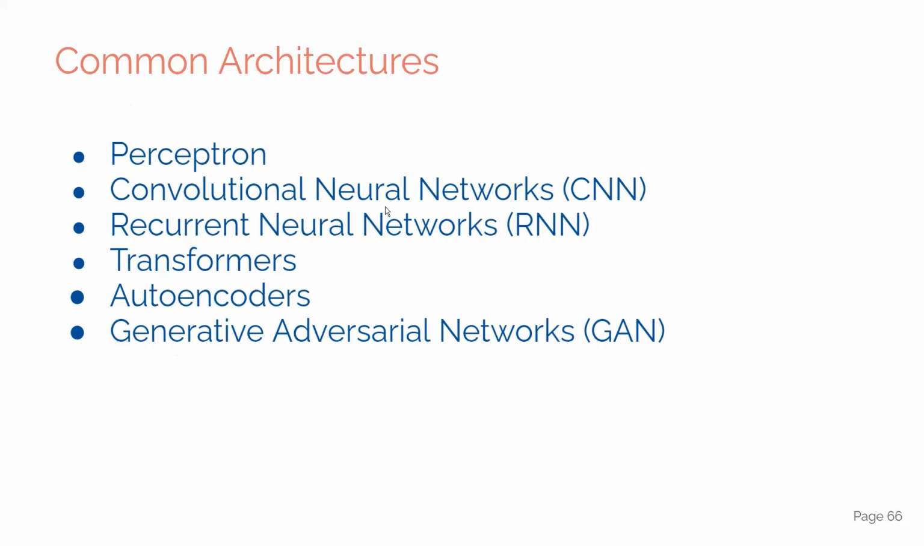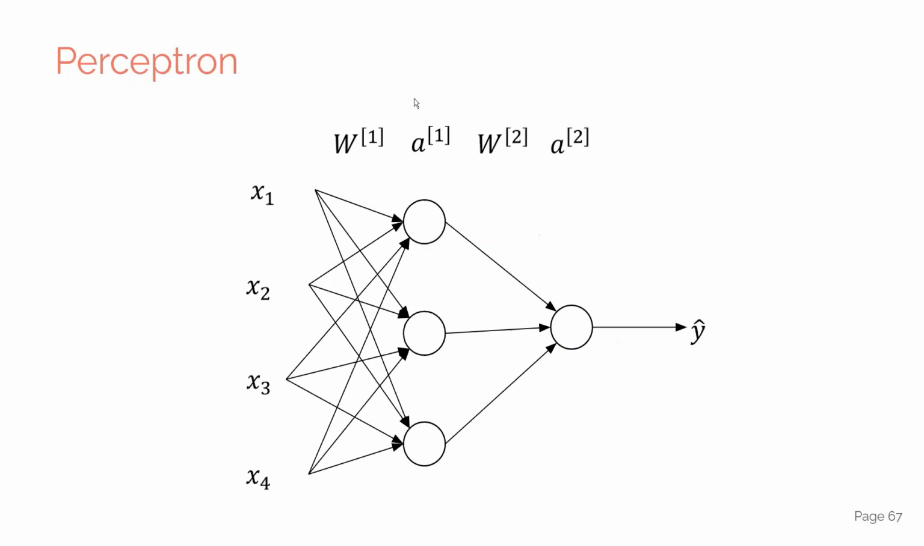So here are some common architectures in neural network. You have perceptron, CNN, RNN, transformers, autoencoders, and GANs. So what we have been tackling all this time is the perceptron variation of neural networks. This is the vanilla neural network. I don't actually expect you to use the other architectures in this class.